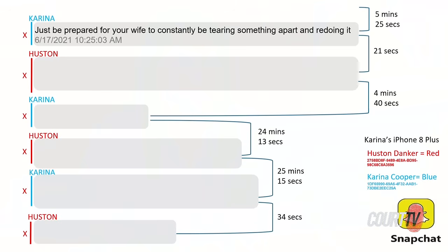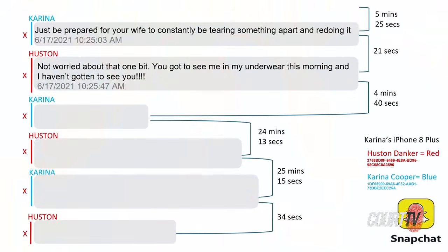Okay, again, so we're 1 day before the murder, and Karina is sending that message to Huston, referring to herself as his wife. Yes. Okay, what's the next message? Not worried about that one bit. You got to see me in my underwear this morning, and I haven't gotten to see you. And what's Karina's response? Train wreck.